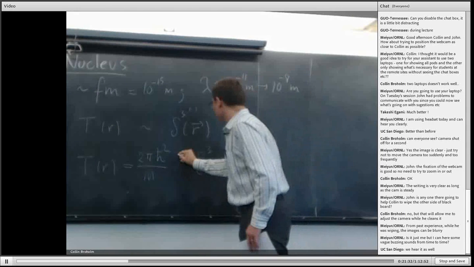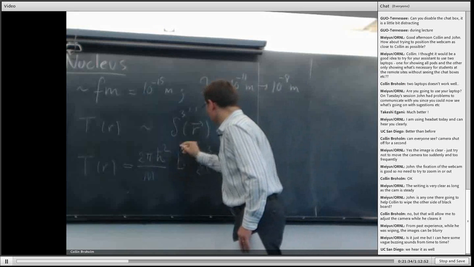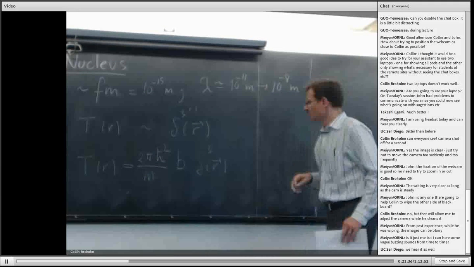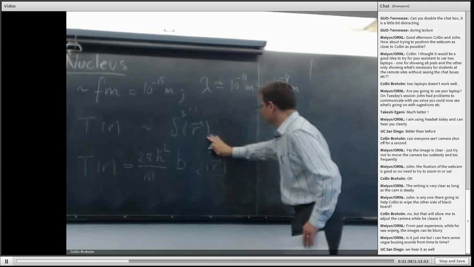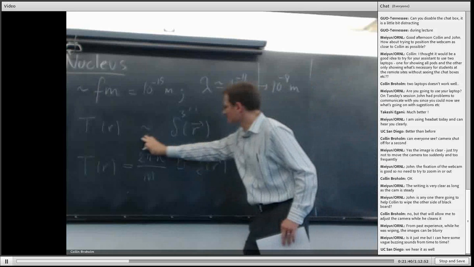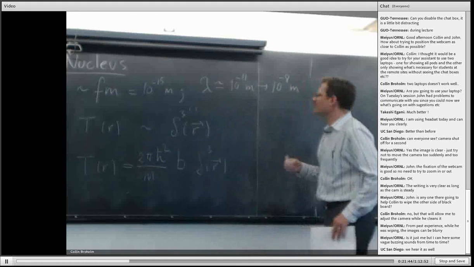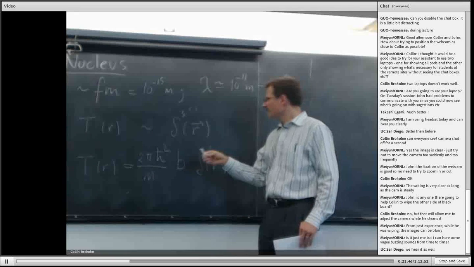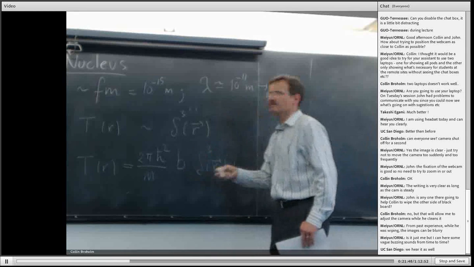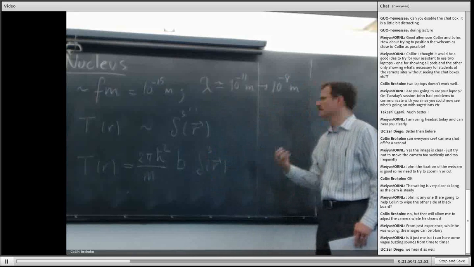So I need to multiply by a length, and that is what we call the scattering length. All of this is, if you will, saying the nucleus is very small. This is what we need to be dimensionally appropriate, and b is our scattering length, which is going to characterize the individual nucleus.